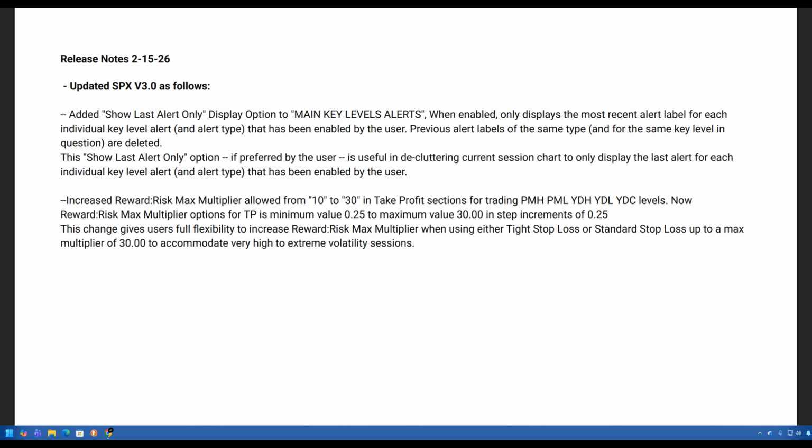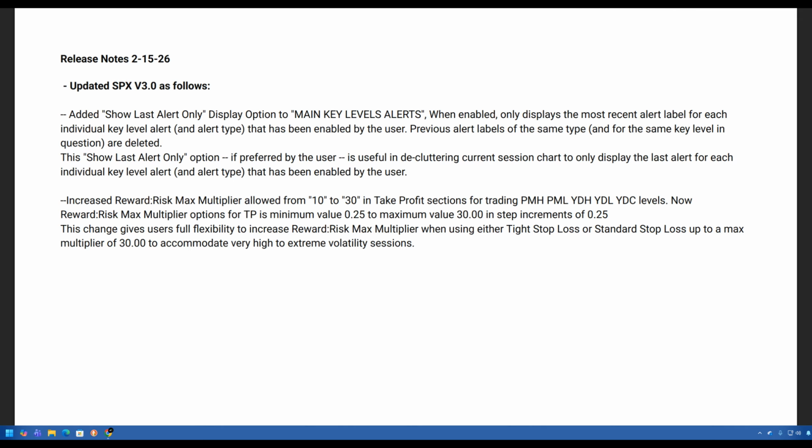Now we also have made another update, which is to the alerts. So we've added a show last alert only display option to the main key levels alerts. So when enabled, it only displays the most recent alert label for each individual key level alert and alert type that has been enabled by the user.